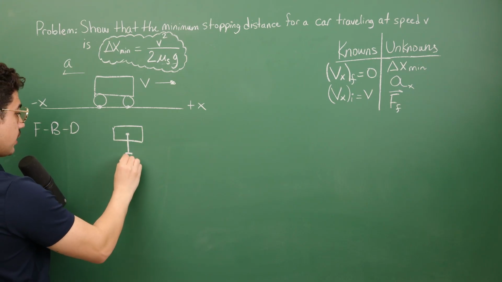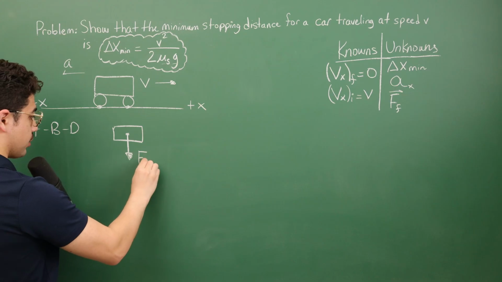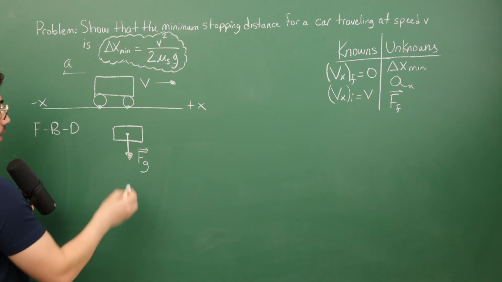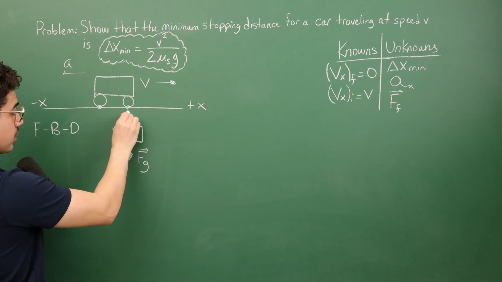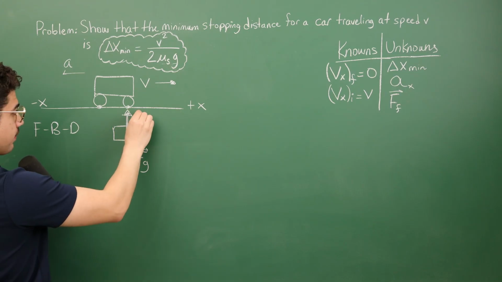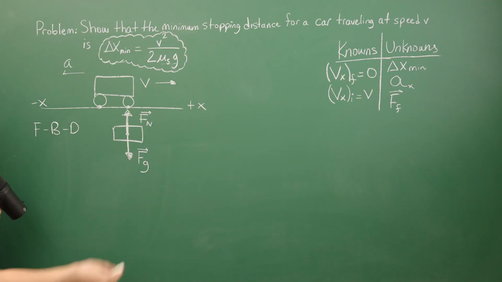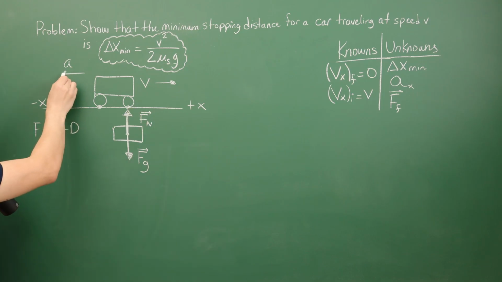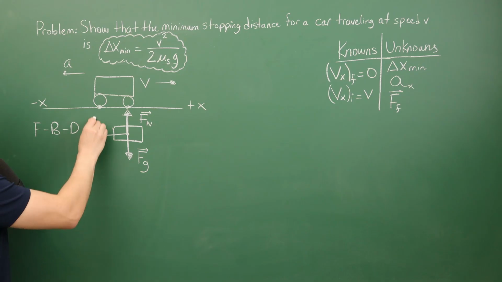I know gravity due to the Earth or the planet, whatever it's on, is pointing downwards, the force of gravity. Because it's on the surface, we always exert that normal force, equal and opposite to the force of gravity, because it's not accelerating vertically. Now, I know that the net force horizontally is towards the left, so my force of friction must be acting to the left.